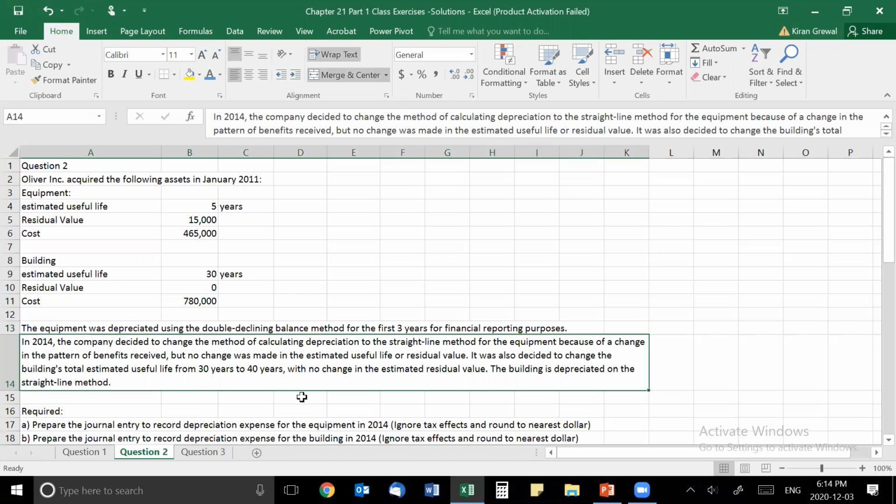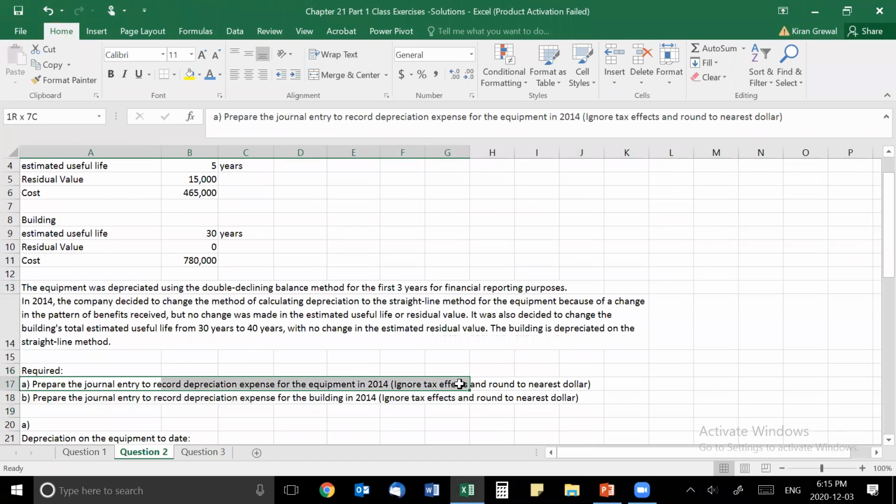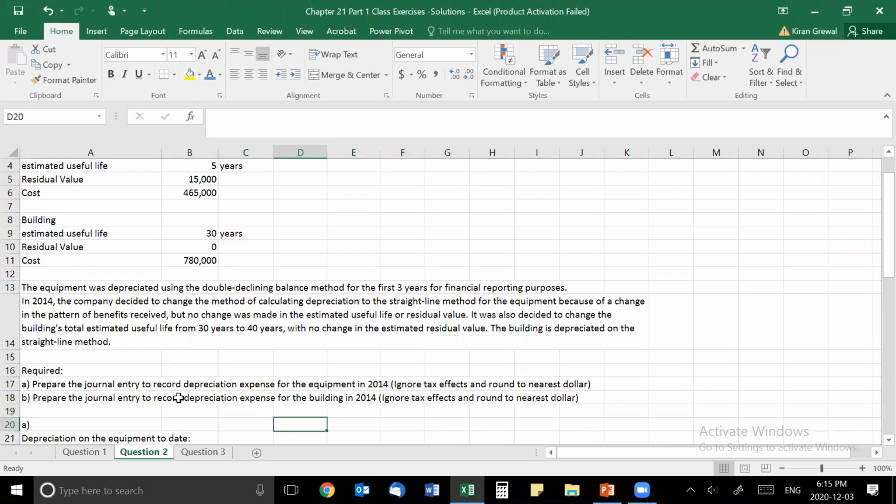purposes. In 2014, the company decided to change the method of calculating depreciation to straight line for equipment because a change in the pattern of benefits was received. No change was made to useful life or residual value. It was also decided to change the building's useful life from 30 years to 40 years with no change to residual value. The building is depreciated on a straight line method. So the questions are: prepare the journal entry to record depreciation expense for equipment and depreciation expense for the building.